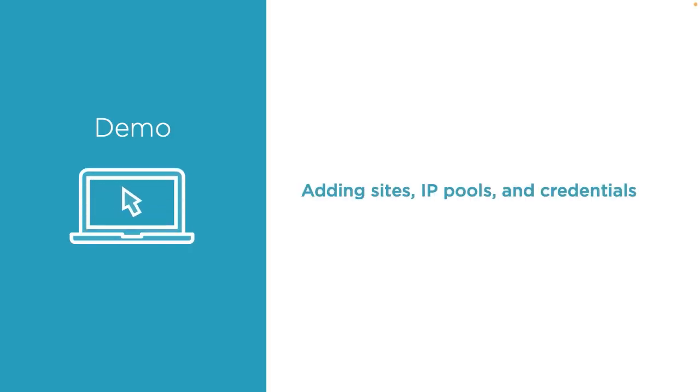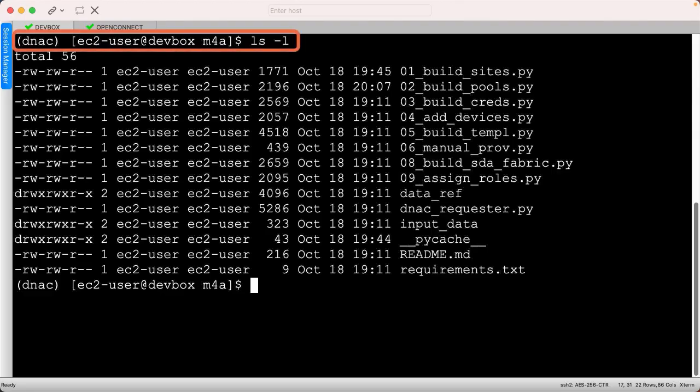Next, we'll begin adding the critical components of any DNA hierarchy, be it SD enabled or not. This includes sites, IP pools, and credentials. I've listed the files in the directory for this module.